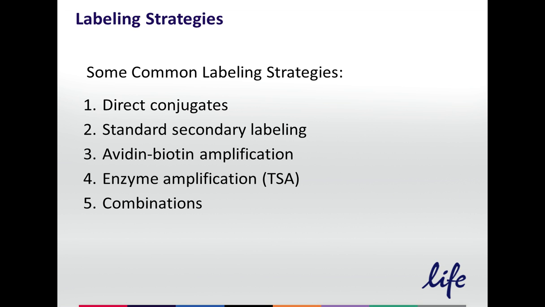First, we'll talk about direct conjugates, and then the standard secondary labeling that's most commonly used, at least for microscopy. And then we'll go into a couple of amplification techniques, avidin-biotin, as well as enzymatic amplification like tyramide signal amplification, or TSA. And then just briefly mention some of the combinations that you can use.